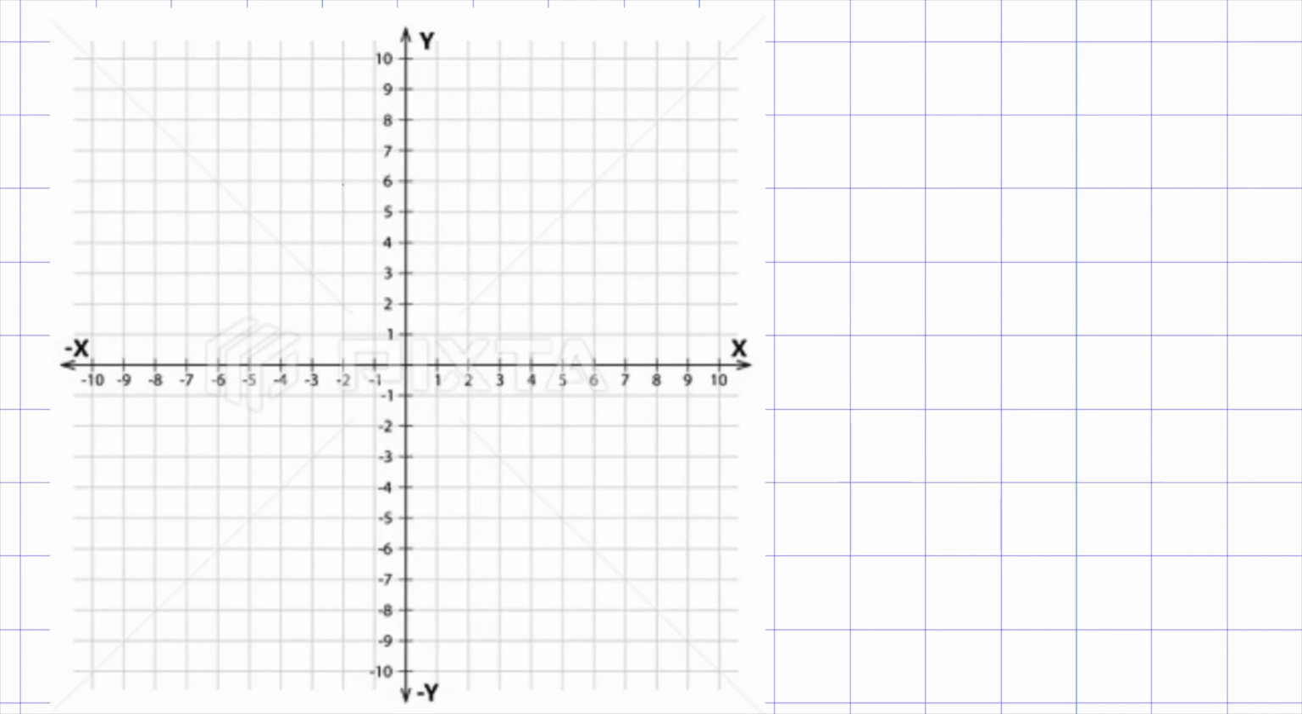Welcome back. In this video, we are going to be determining our formula for a straight line on a Cartesian plane from a table of values. So let's jump right in.